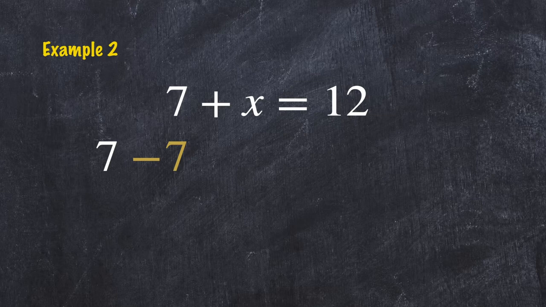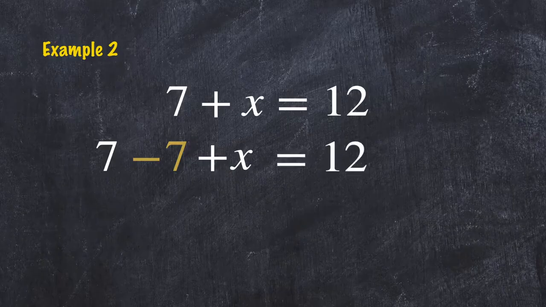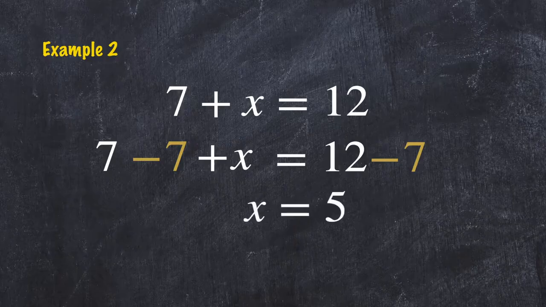So 7 minus 7 plus x on the left-hand side of the equation is equal to 12 also minus 7, because the rule says whatever we do to the left-hand side, we should do to the right-hand side. Again, 7 minus 7 gives us 0. So x will now give us 5, because 12 minus 7 is 5. If we understand the golden rule, it becomes so very easy to solve any algebraic equation.